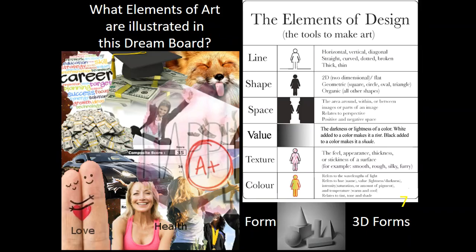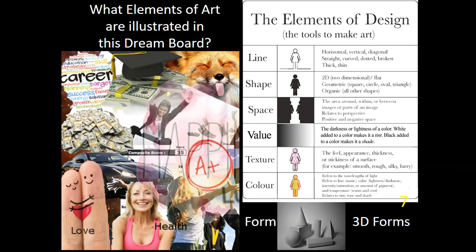Quick review of the elements of art. Remember, they are lines, shapes, space, value, texture, color, and form. You can pause this at any time if you'd like to read about those, but we've talked about them a little bit. And if you were looking at this dream board, what elements of design do you see? Do you see line? I definitely see line. These are lines right here. These little arms hugging, and these little facial features are lines.